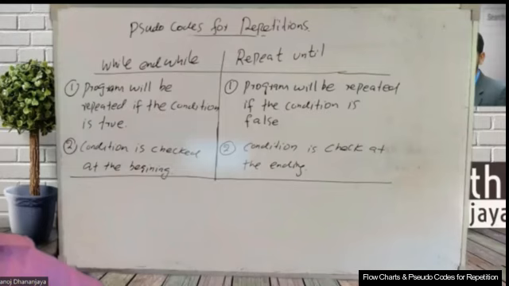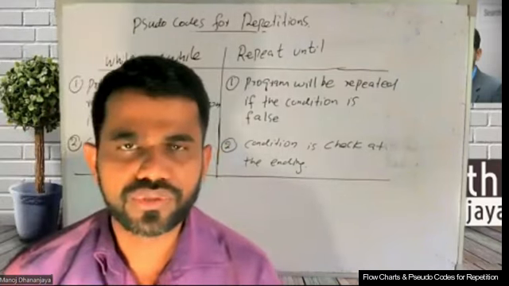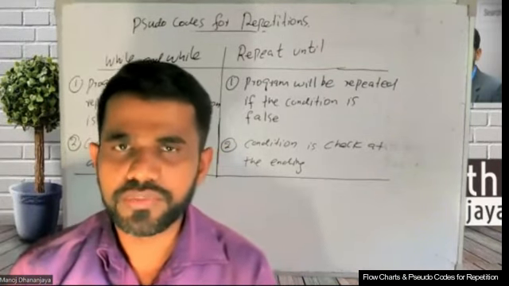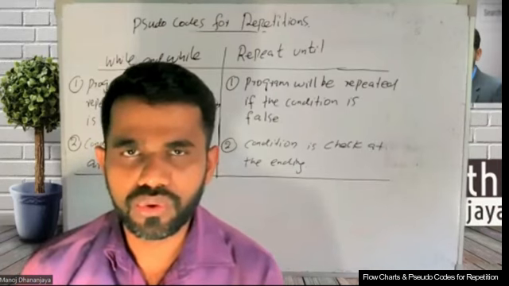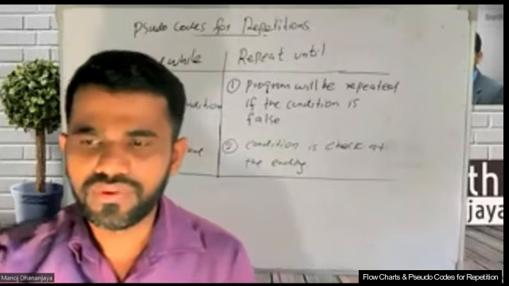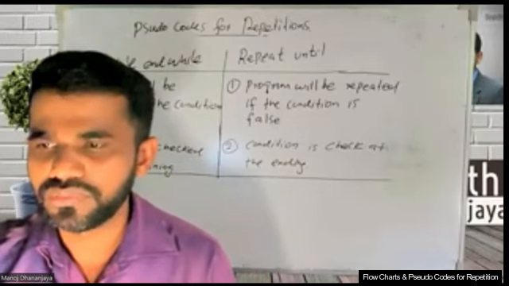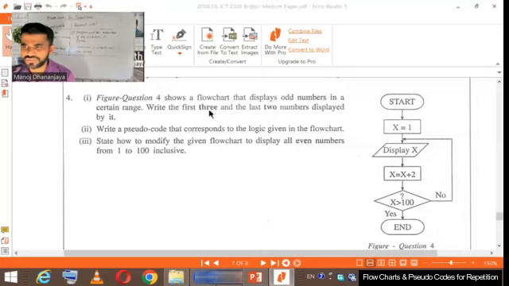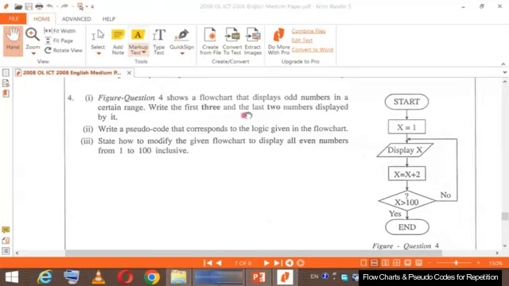Now we will discuss one past paper question. Now we understood the differences between while and repeat until, and now we will go to one of the past paper questions. It is from the 2008 paper, an old paper, but we can gain some knowledge by doing this question. Figure in question 4 shows a flowchart that displays odd numbers in a certain range. Write the first three and the last two numbers displayed by it.